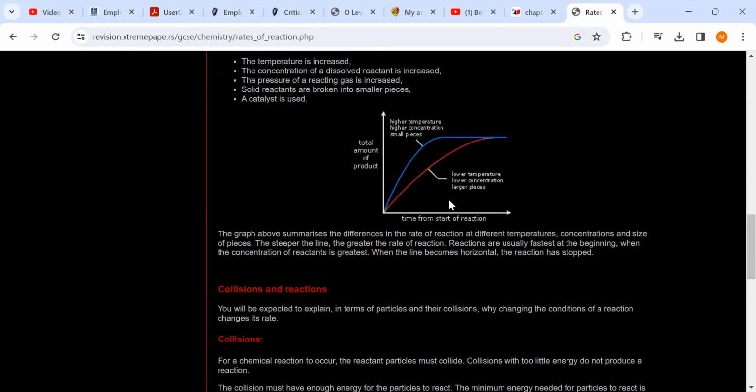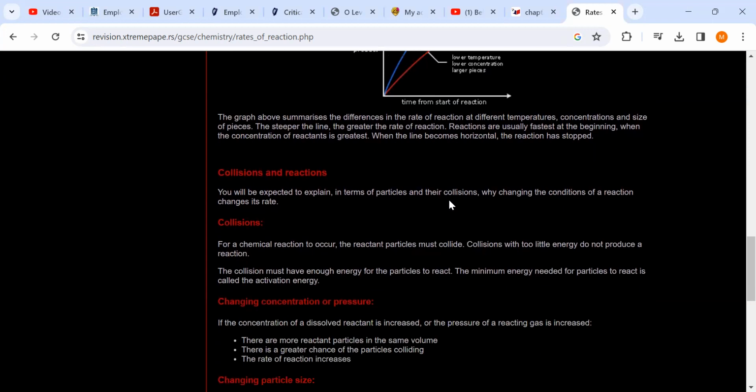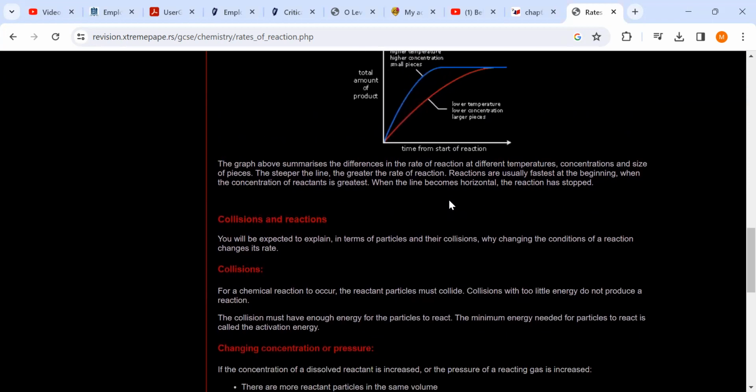Now I will tell you how these factors affect the rate of the reaction. Firstly, you need to know how the rate of the reaction proceeds. For a chemical reaction to take place, the faster the collisions between the molecules occur, the faster the rate of the reaction. Now, there is a concept known as activation energy.